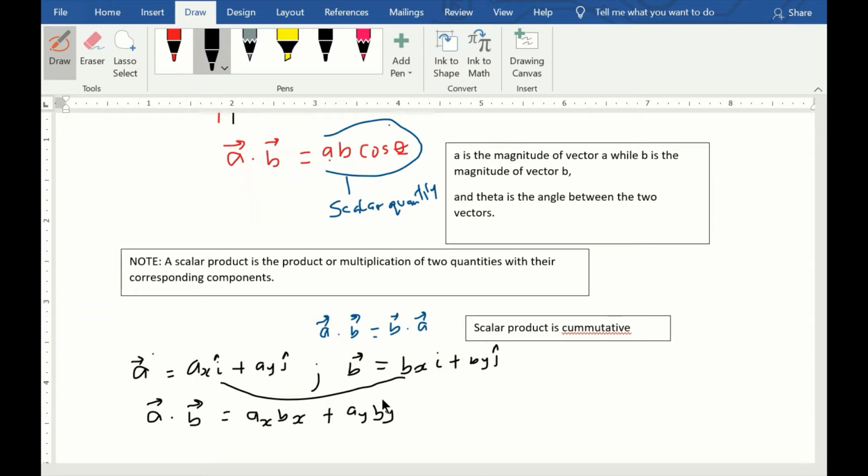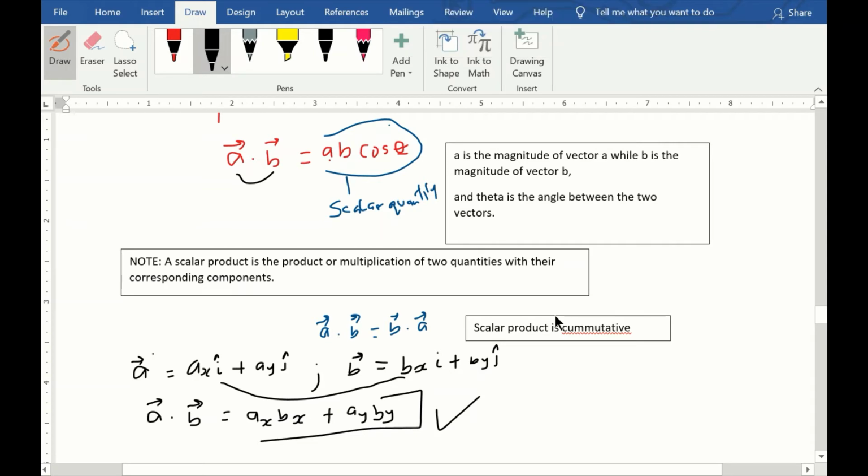Here is how we can find the scalar product of two vectors. But if you're asked to find the angle between the two vectors, you can transpose and use this formula to find the angle. And you can use this formula to find the scalar product of the two vectors. So this is the concept of scalar products.